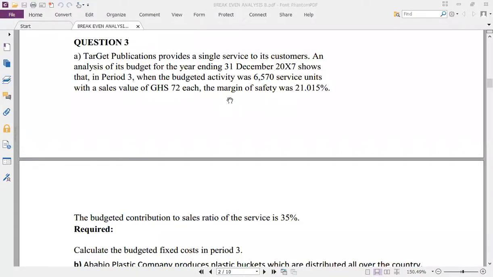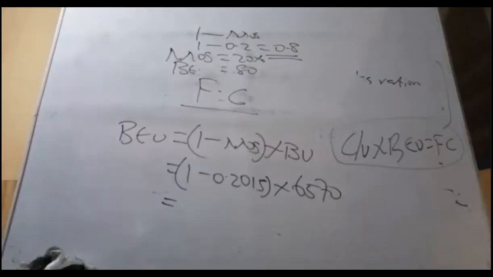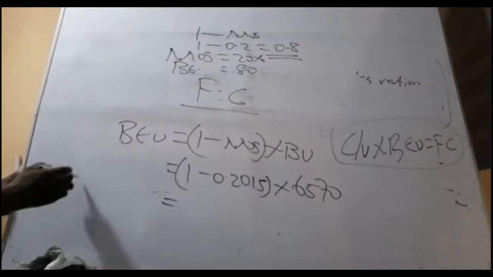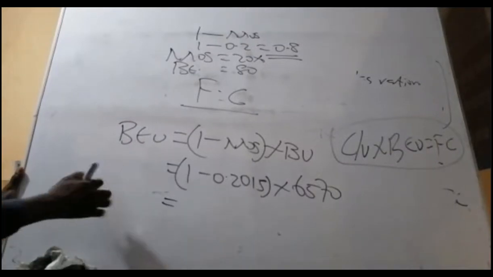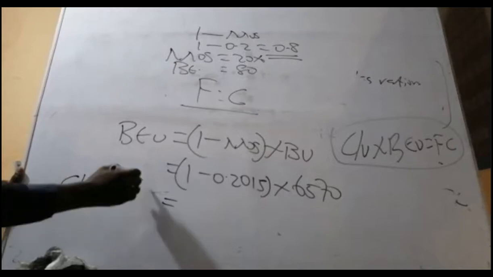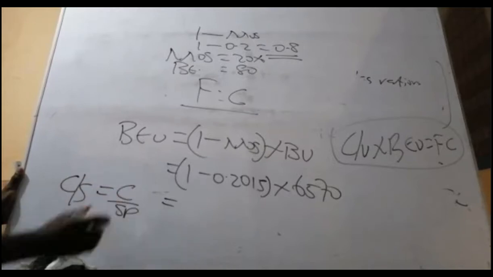Okay, so let's see. It's going to state that the budgeted contribution to sales ratio of the service is 35. The CS ratio is 35. The selling price is 70. What is the contribution per unit? Now, how do you find contribution per unit? The CS ratio. Or how do you find it? How do you find CS ratio? It's equal to contribution per unit over selling price, right?